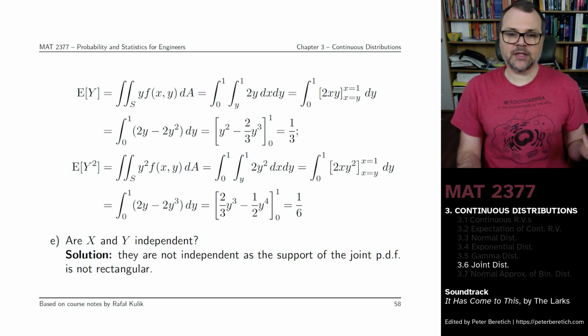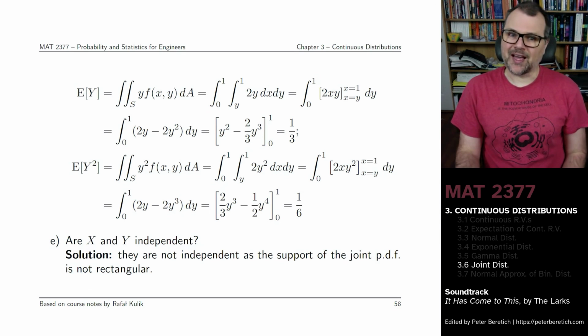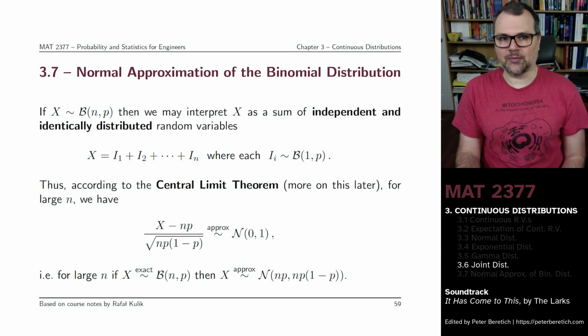Are they independent? They're not independent because the support of the joint PDF is not a rectangular region. Now, being rectangular, as I said, is not sufficient, but seeing that it is not rectangular, they cannot be independent.